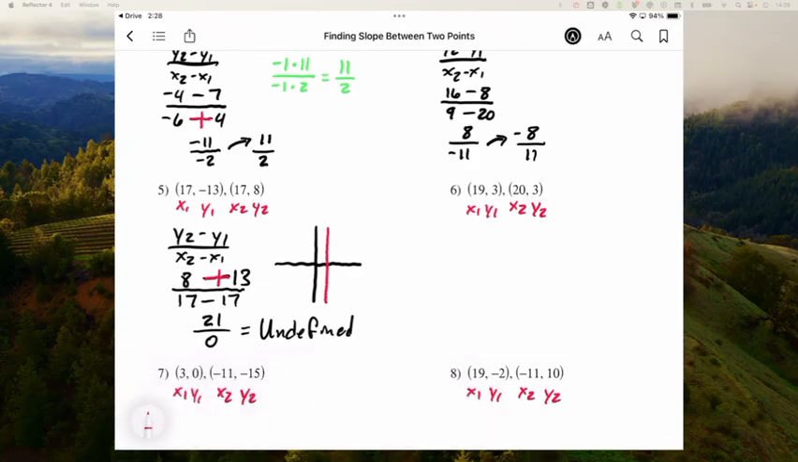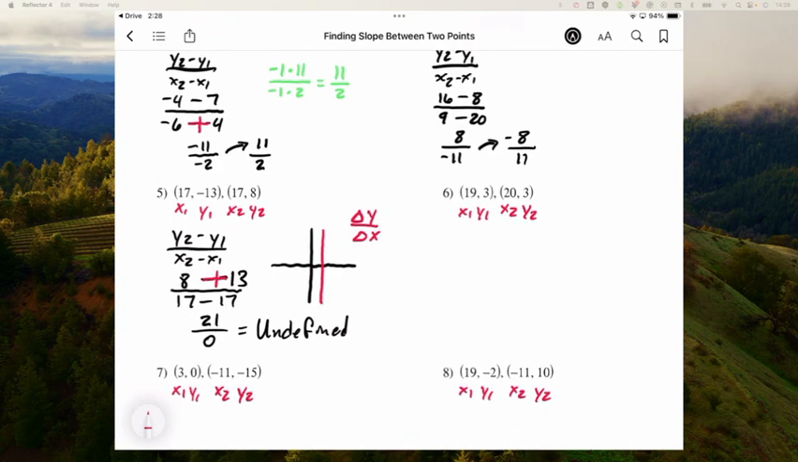The reason that it's a vertical line is that there is no change in x. And so if I think about this as the change in y divided by the change in x, the y is going up and down on that red line, but the x is not changing at all, so it's 0. And so when we have 0 in the denominator, that cannot be done, it's impossible, and that's why we call this an undefined slope, because it is a vertical line.